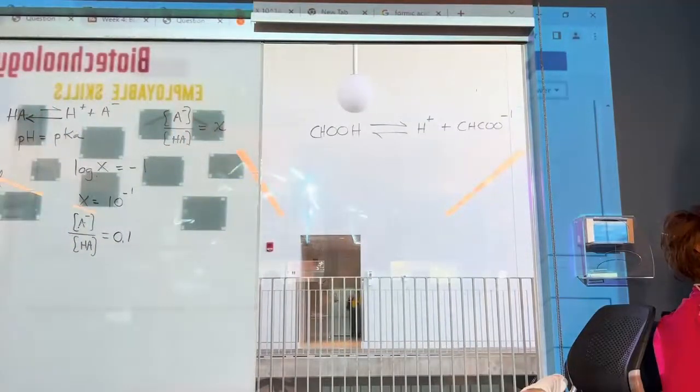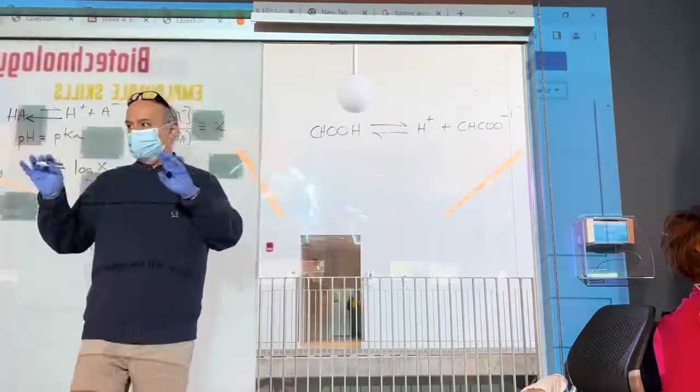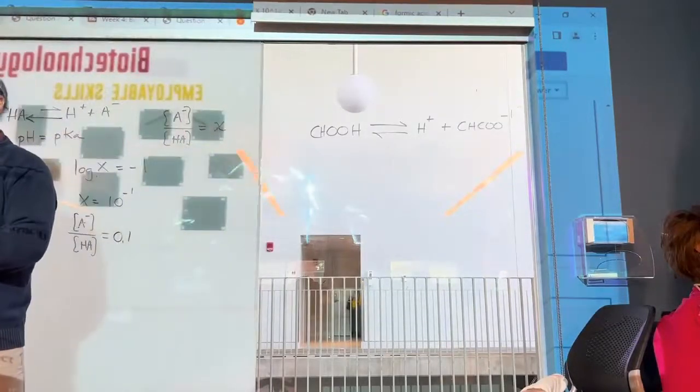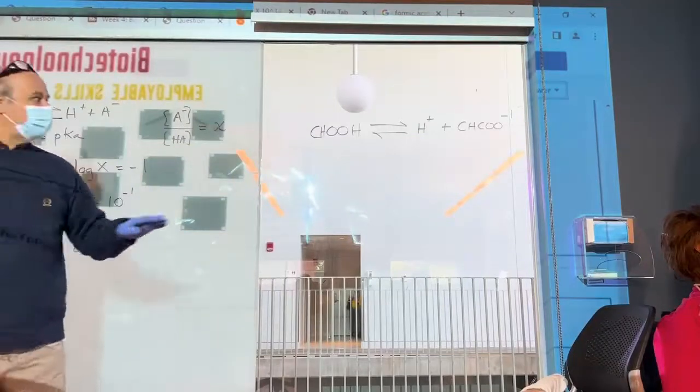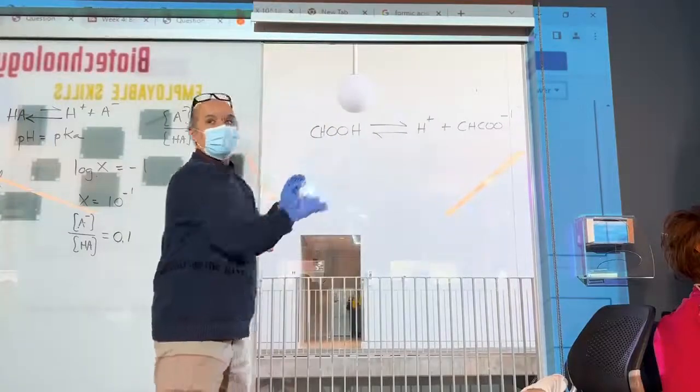So that's formic acid and its dissociation. Before you put this in water, when you just have pure formic acid, the charge is 0, because you don't have any of these. You only have these. So there's no charge on that molecule, right?